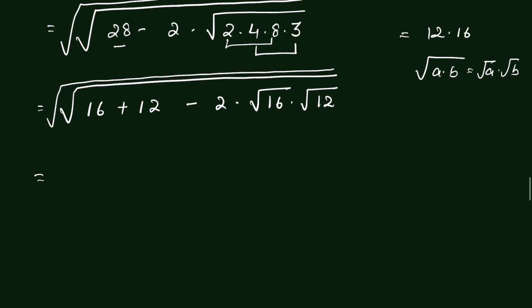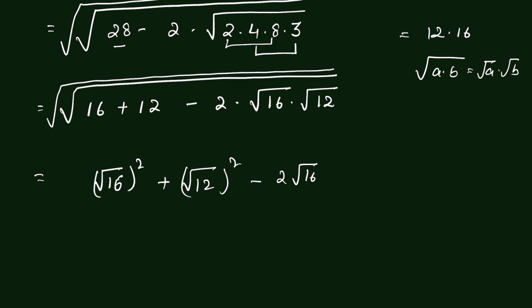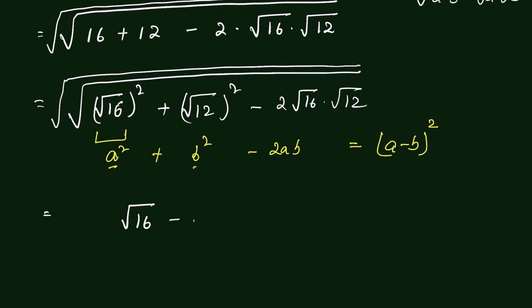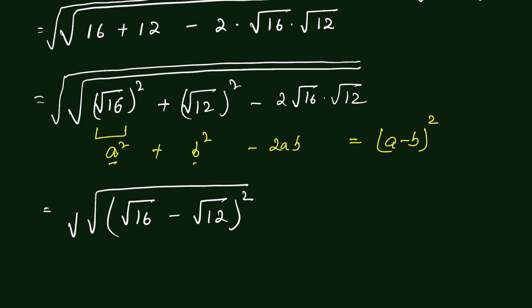Now 16 we can write as square root of 16 square plus 12 as square root of 12 square minus 2 times square root of 16 times square root of 12 under square root. Now this is in the form of a square plus b square minus 2ab. If square root of 16 is a and square root of 12 is b, so this we can write as a minus b whole square. So let's write it as square root of 16 minus square root of 12 whole square under square root, then under square root. Now with this square we can remove this square root.